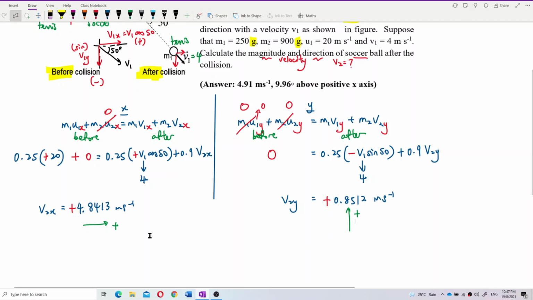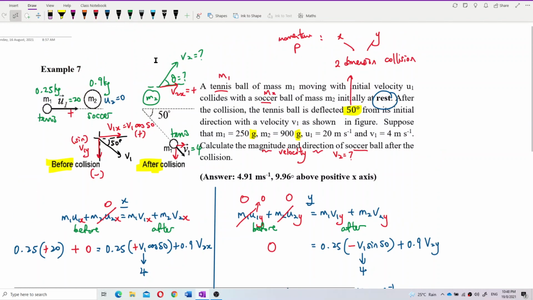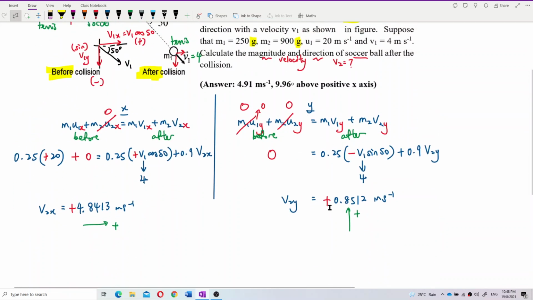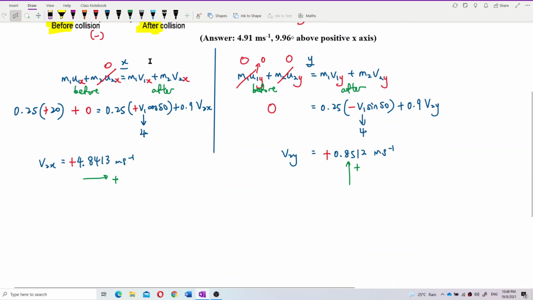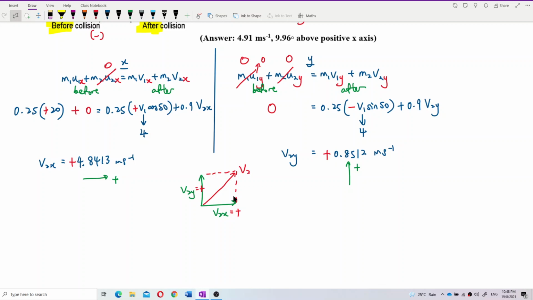So what can I say about the v2? Yeah, v2 is going to the right and going upward. So I can safely write over here that v2y is going upward, so it's a positive value. Okay, so can we find v2 now? Easy peasy. We can actually redraw. This is our v2x and this is our v2y. Both are positive values because they go to the right and upwards. So we can find our v2, and then the angle also we can find.